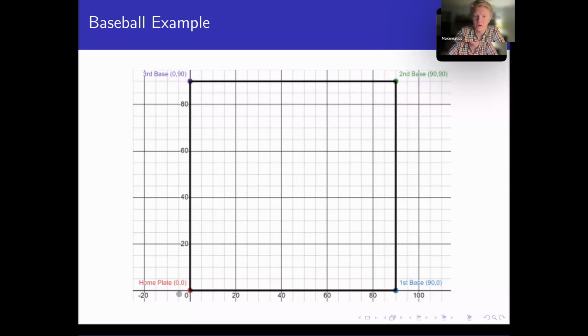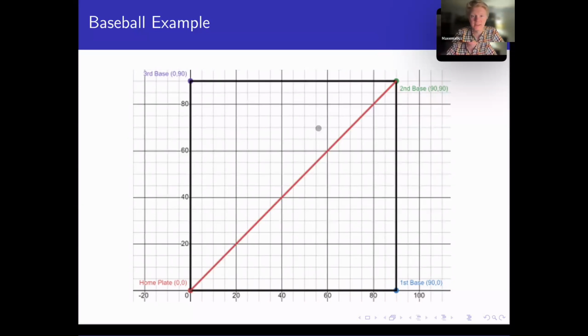But now what I want to know is how far apart are opposite bases? How far apart is home from second? How far apart is third from first? Well, you see (0, 0) and (90, 90), and you want to be like, well, it's 90 units, or even it's 180 units. But not quite. If you were to throw a ball from home plate to second base, throwing it 90 units would be over here. Throwing it 90 units would be over here. That would not quite match to get to second base. So let's figure out how far that is.